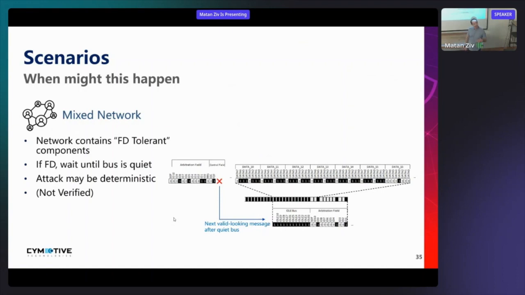A third scenario in which this may occur is a mixed network. This scenario specifically was not really checked because we did not encounter any real-life scenario in which this happens. But if it were to happen, a component that does not actually support FD, but is aware that FD exists, may stop sampling when it encounters an FD message and start sampling again when it thinks that the bus is quiet. So if an attacker or an encapsulating message sends enough supposedly slow bits that look recessive, the bus will seem quiet, and this component may start sampling the encapsulated message.